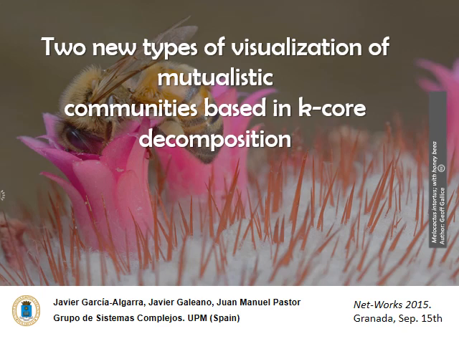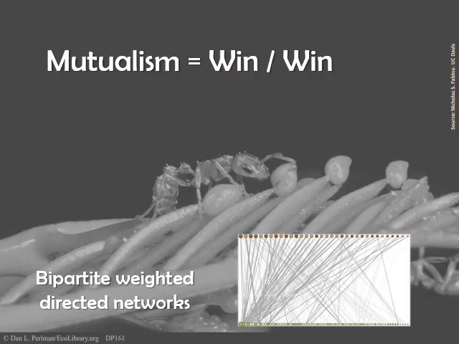This talk is about two new kinds of plots of mutualistic networks. I will describe an ongoing work that is about to publish the first release of software that implements these visualizations.